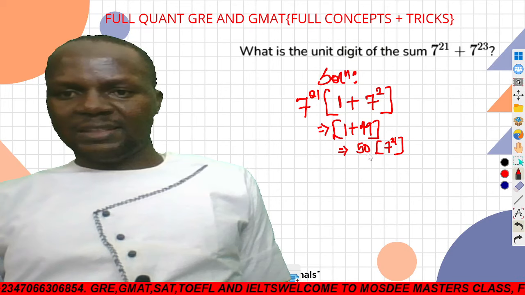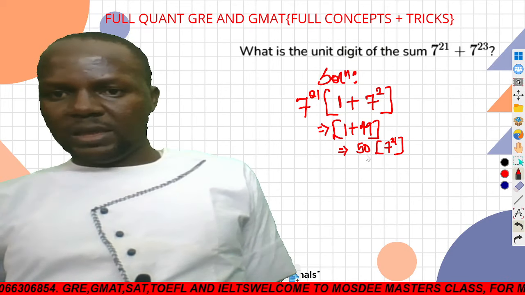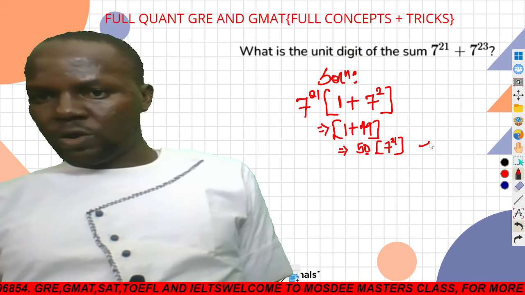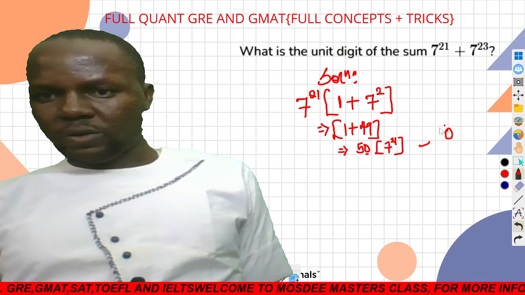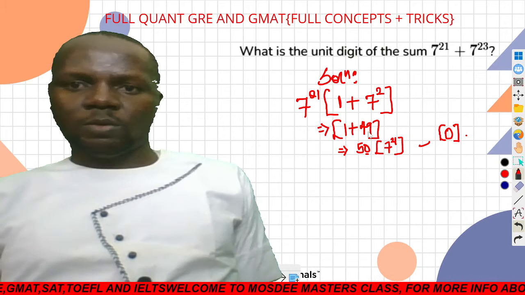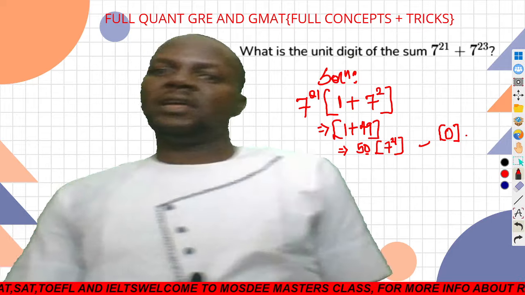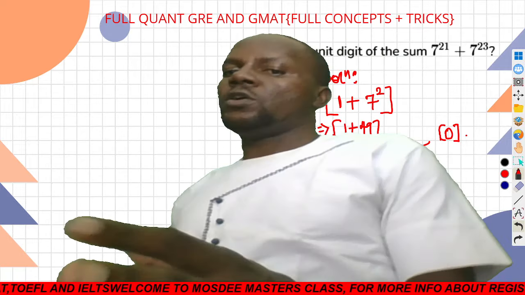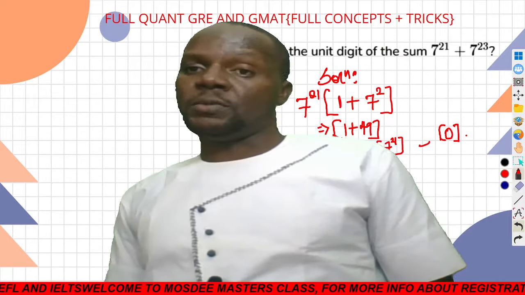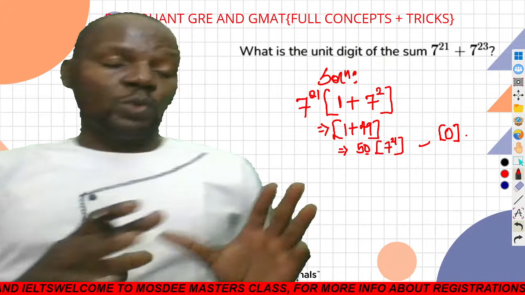So directly I can say the unit digit of this number is what? The unit digit here is 0. So the answer is 0. That will be the sum, because I have added 1 plus 49. So the unit digit of the sum is 0, and 7 raised to 21 times 50 is also divisible by 10. So that's that. It will work.